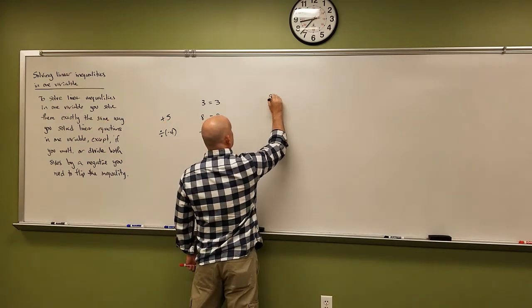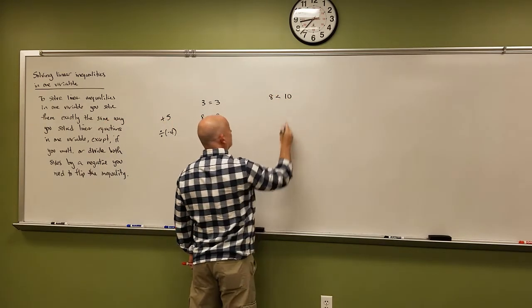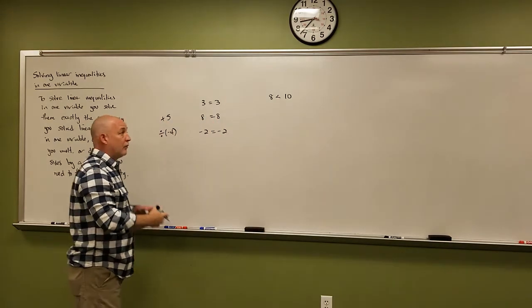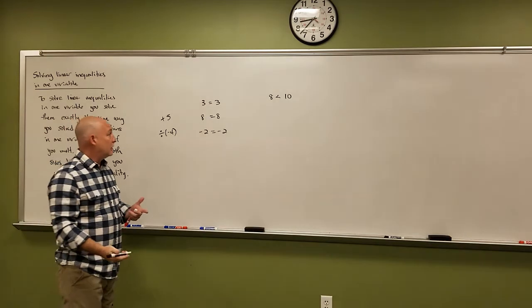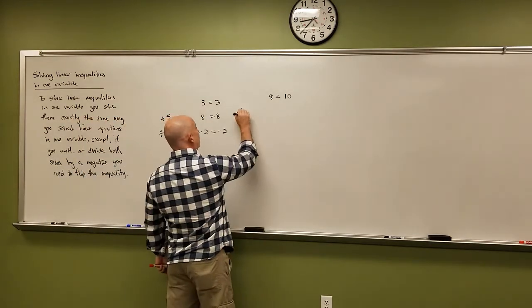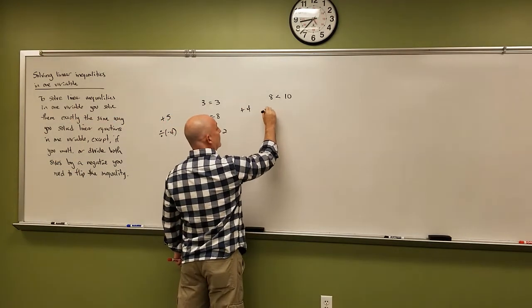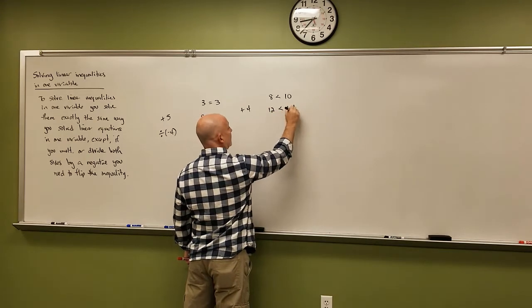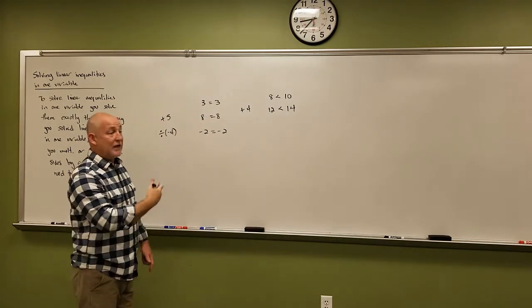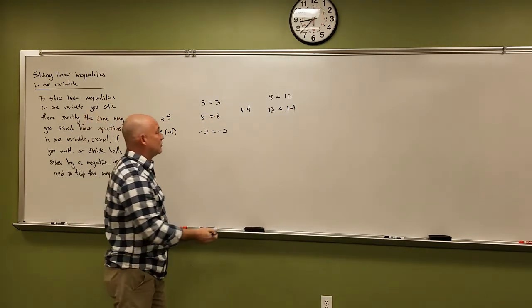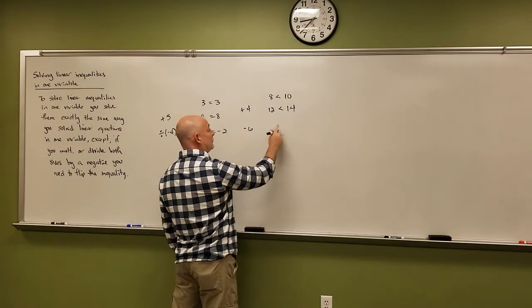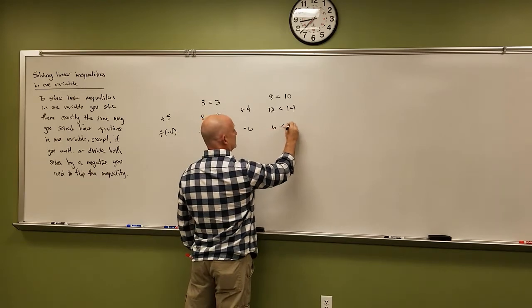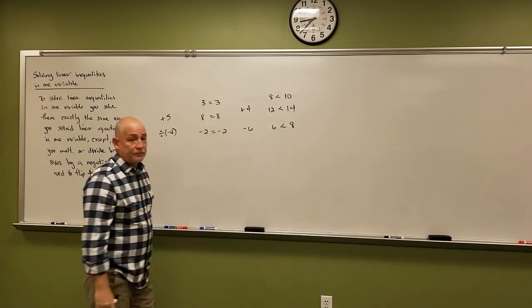Well, does the same thing happen when you're dealing with inequalities? If you have 8 is less than 10, well, that's true. And as long as we do the same thing to both sides and it's still true, we're allowed to do it. So I could add 4 to both sides. If I add 4 to both sides, I get 12 is less than 14. Still true, so you can add a value to both sides, which means you should also be able to subtract something from both sides. If you subtract 6 from both sides, you get 6 is less than 8.